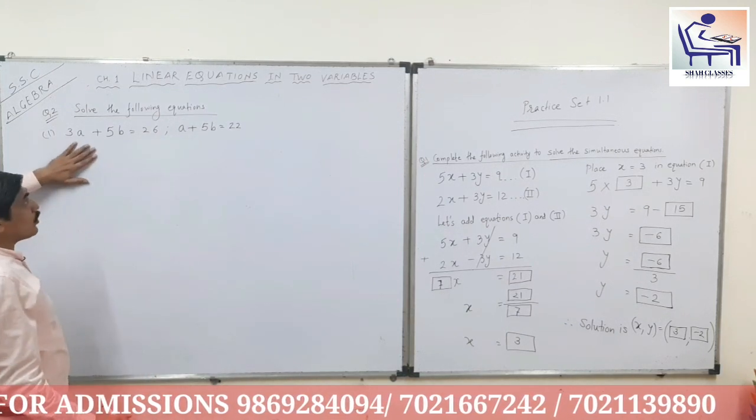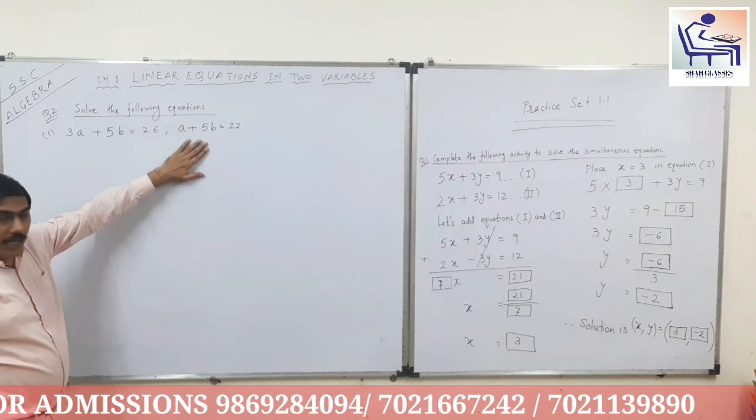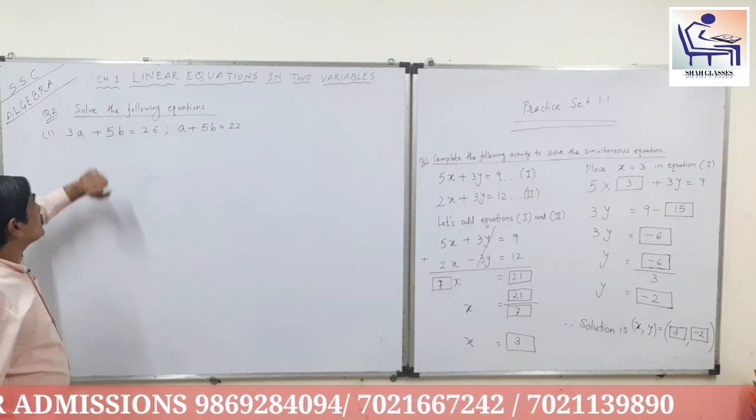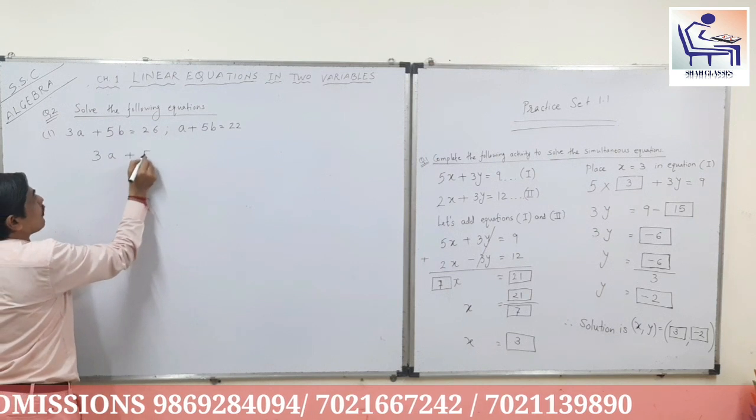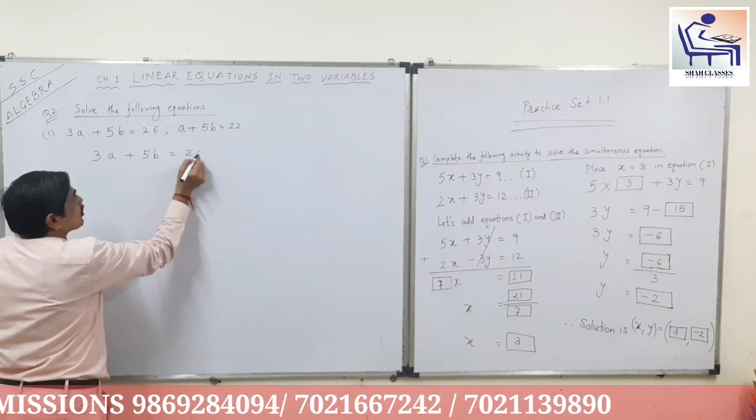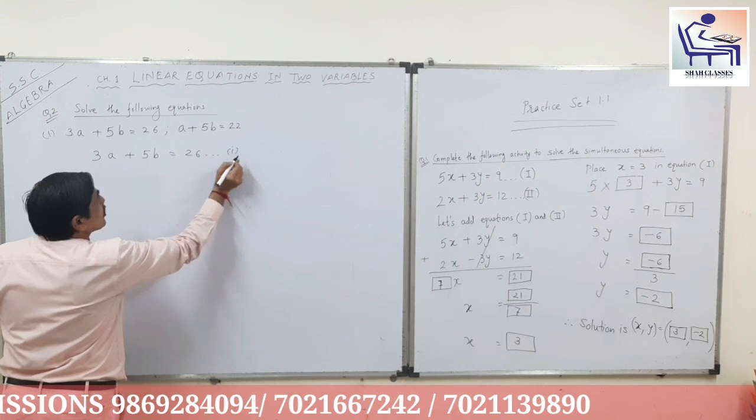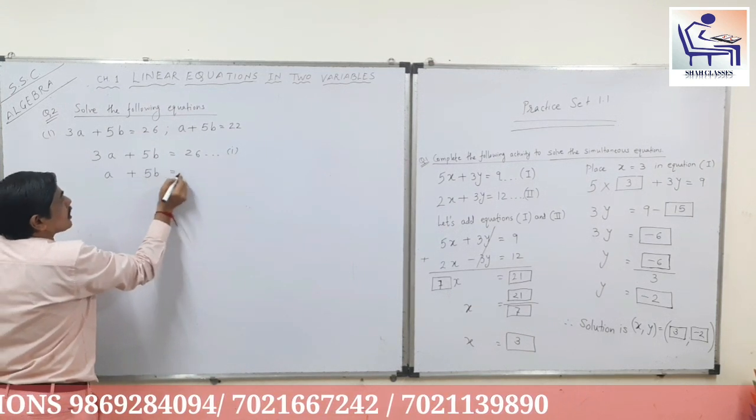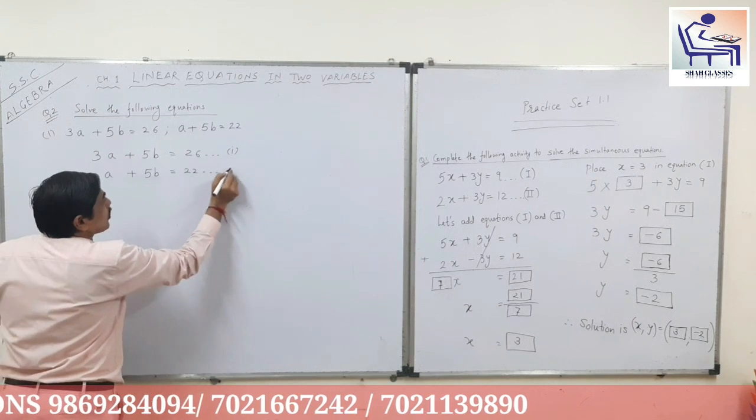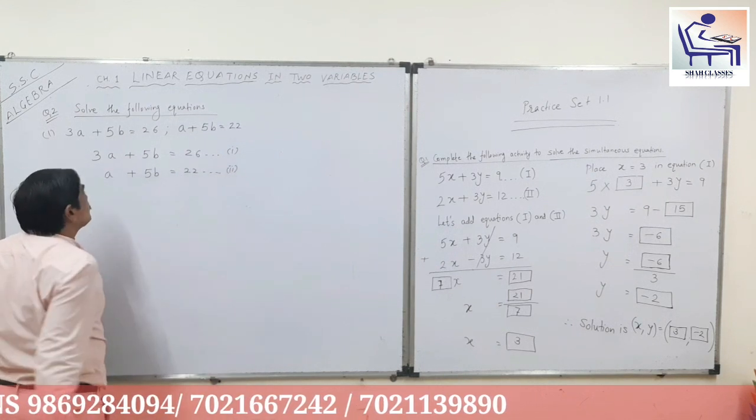Now remember, this is your first equation, this is your second equation. We have to solve them simultaneously. So 3a plus 5b is equal to 26 is your equation number 1. A plus 5b is equal to 22 is your equation number 2.